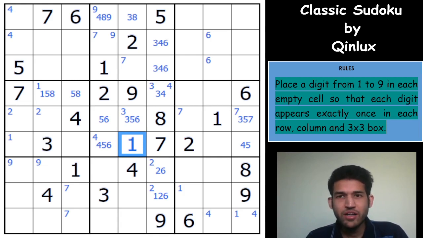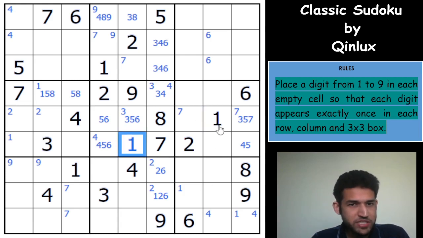I have solved many of Qinlux Sudokus. We have featured many times in the past. And each time, we're just simply amazed by the different techniques that the author manages to impose in the Sudoku. And this is like really exceptional step.